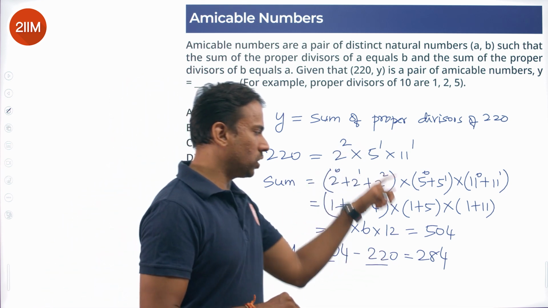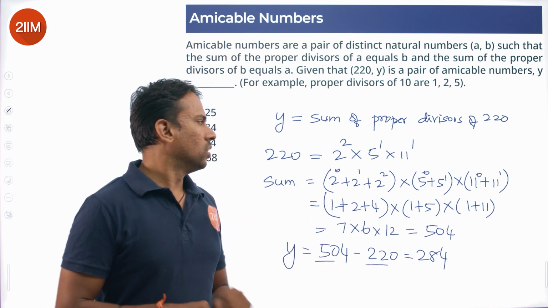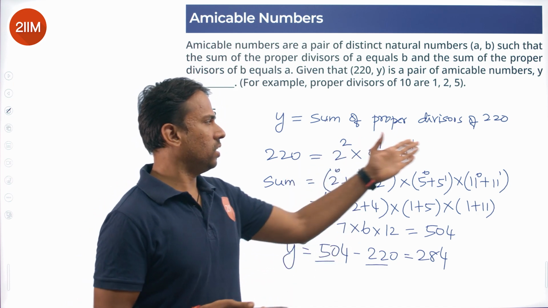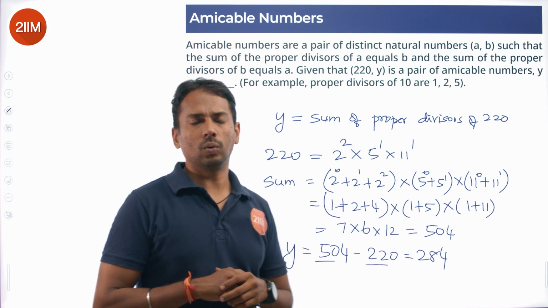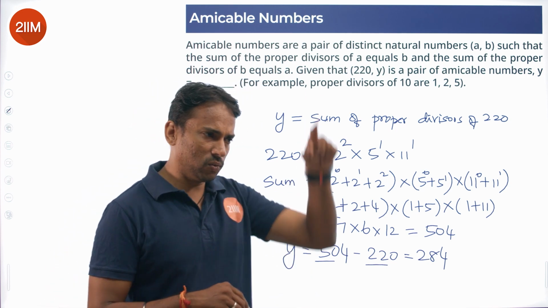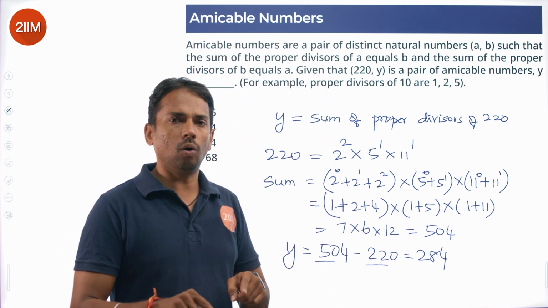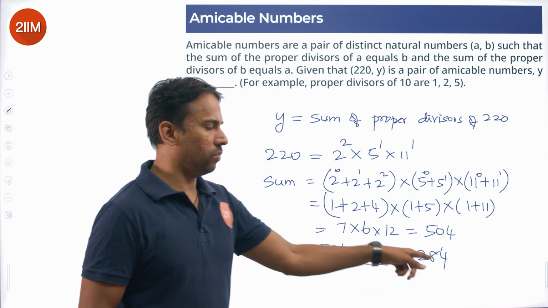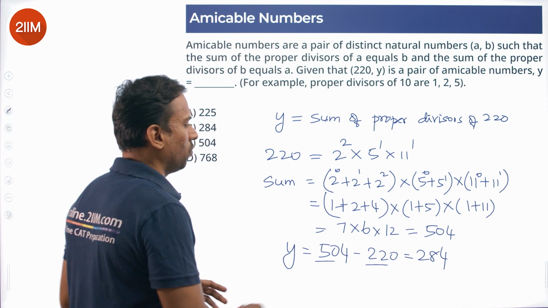The calculation we performed gives the sum of all the factors. 220 has 3 into 2 into 2, that means 12 factors. The addition of all 12 factors is 504. But out of all the 12 factors, I do not want the last factor, which is 220. I remove it and get 284, which is y as per the definition. So the value of y is 284.